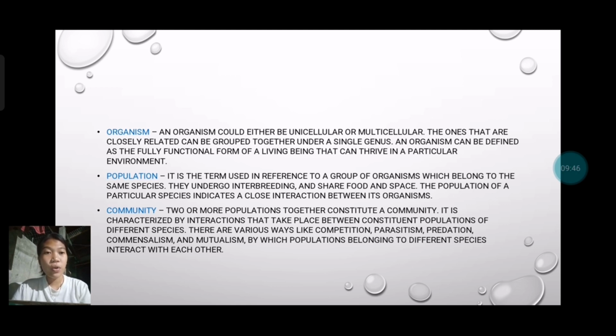They undergo interbreeding and share food and space. The population of a particular species indicates a close interaction between its organisms.